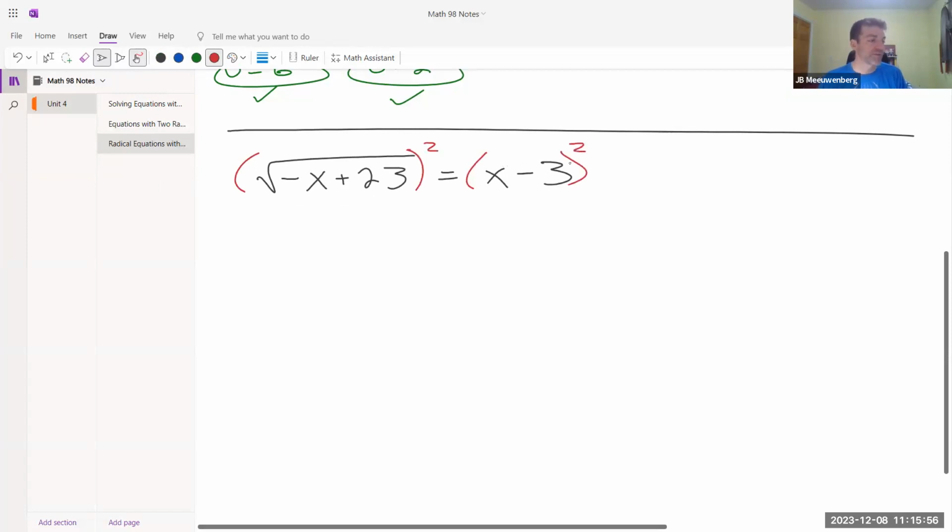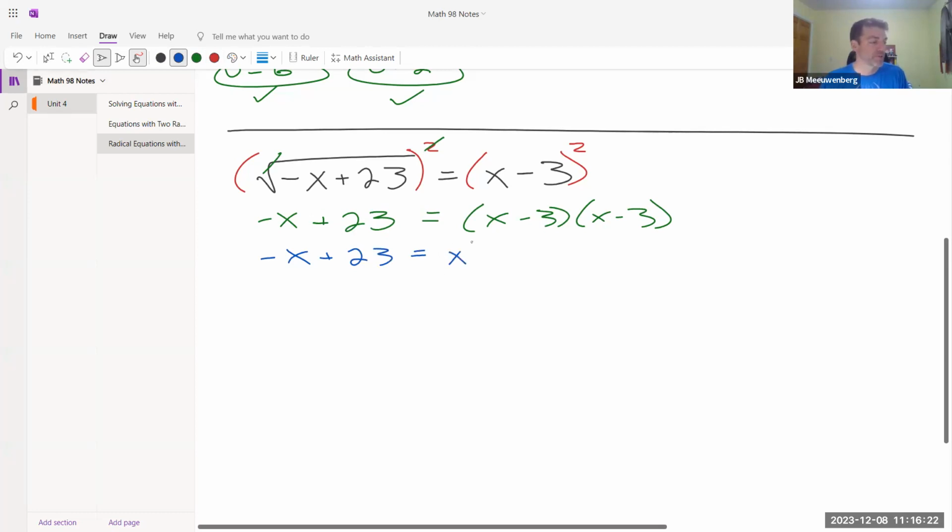Again, don't try to square these terms individually. We're going to have to square this entire binomial. On the left-hand side, the square cancels out the root, and we have negative x plus 23 equals, over here, we have to write this binomial twice, and we're going to have to distribute. I'll rewrite the left side of the equation, and we have to distribute. Binomial distribution, x squared minus 3x plus 9, right? Negative 3 times negative 3.